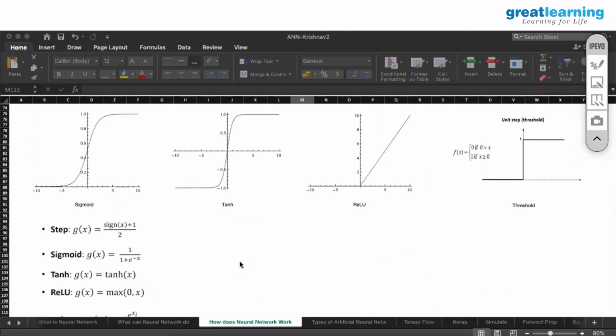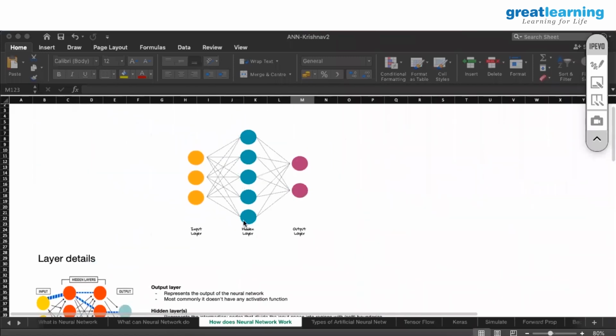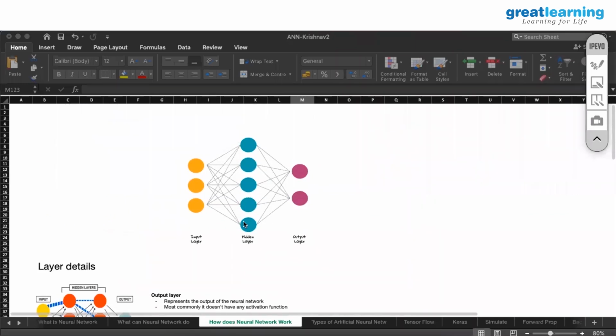So what these functions are, we will see when I show you the stuff. But for now, are we clear? We have sigmoid, tanh, ReLU, and threshold. These are some of the most important ones. And why do we need them? Just to manipulate our number and let it pass forward. That's it.